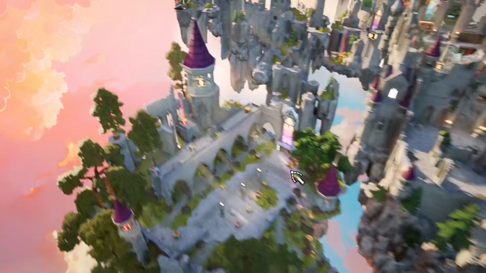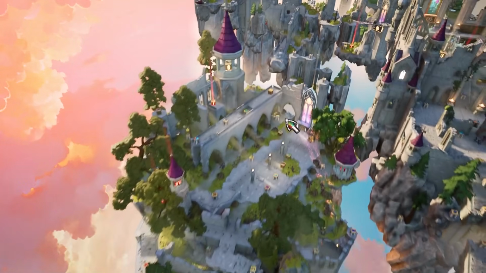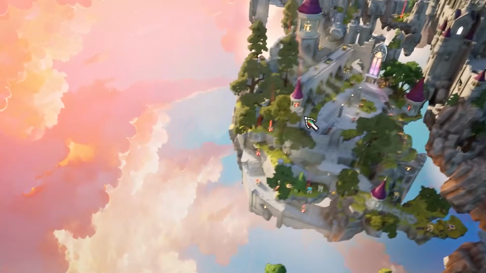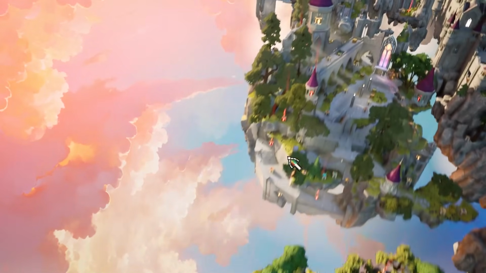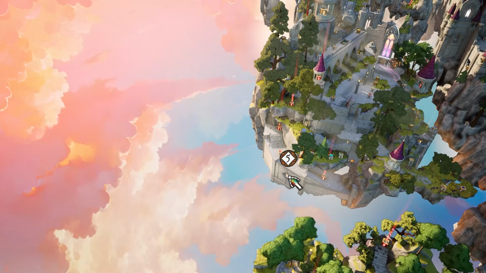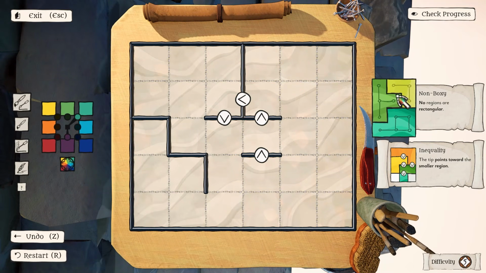A little bit more. Where are we at? Oh, only 3 more to finish. Maybe we can do it. Oh, that's a 5. Sometimes the 5s are easy though. Let's do a 5. Come on. There we go. Non-boxy. Oh no. Non-boxy inequality. Bigger than, bigger than, bigger than. Okay.